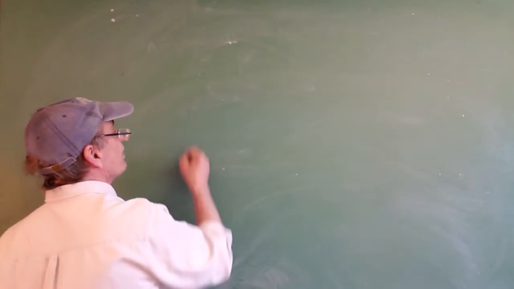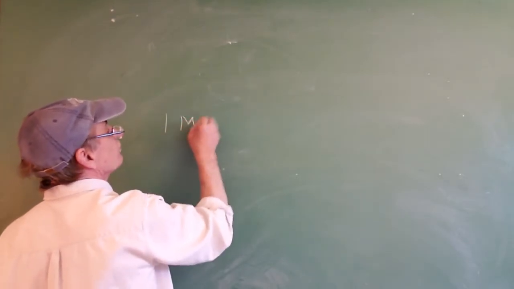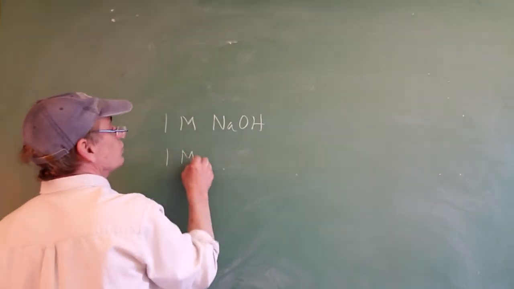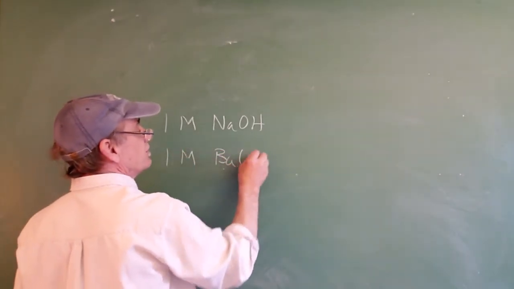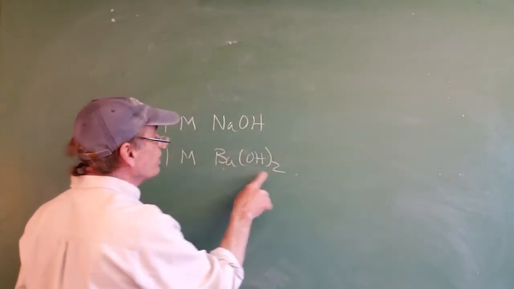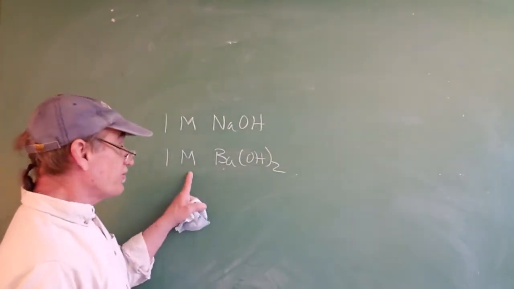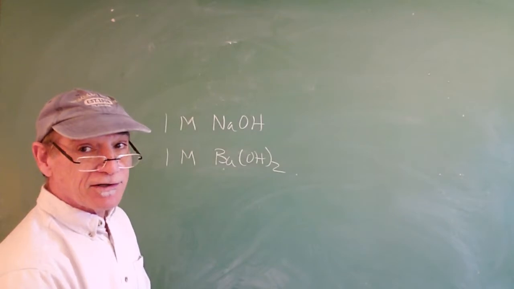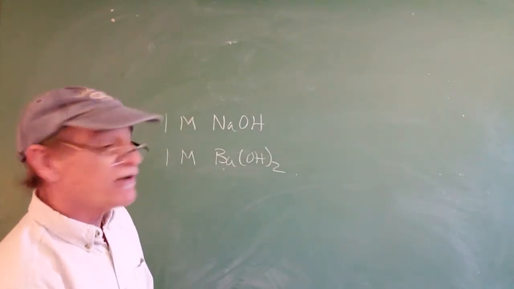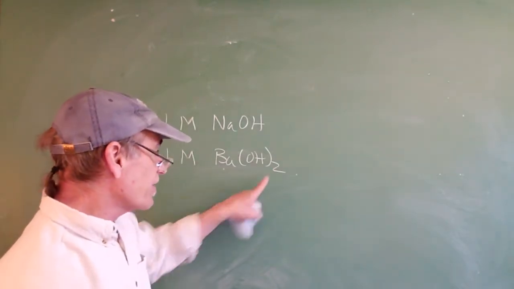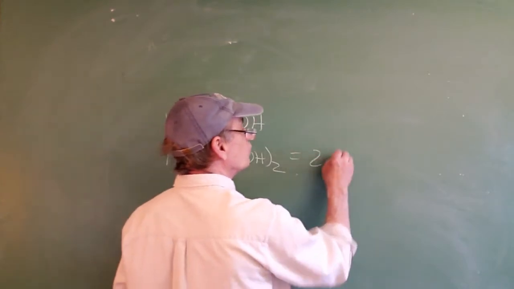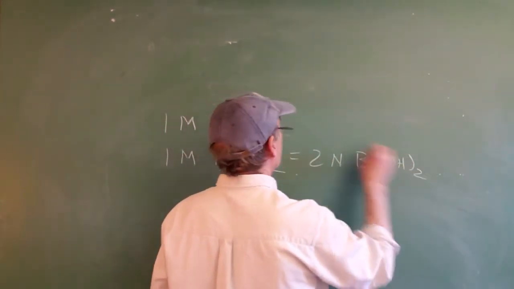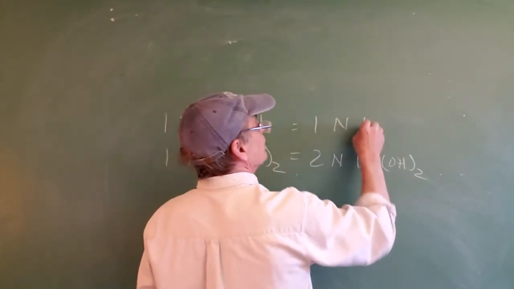If I had a 1 molar solution of sodium hydroxide versus a 1 molar solution of barium hydroxide, where it's got twice as many hydroxides available, this is definitely more basic than the sodium hydroxide, even though they're the same molarity. But again, normality takes care of that. It multiplies the molarity by the number of hydroxides. So this would be 2 normal barium hydroxide, where the sodium hydroxide would still just be 1 normal.